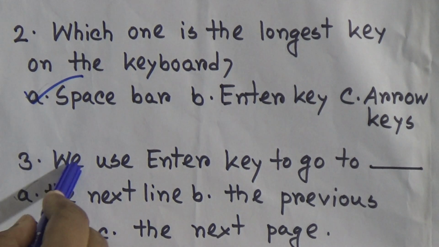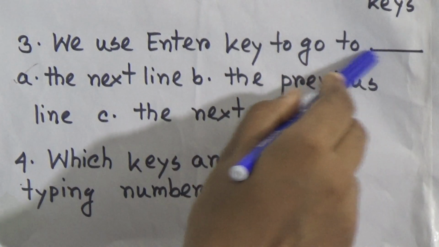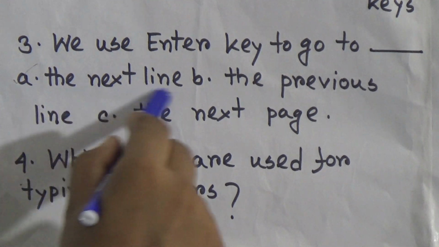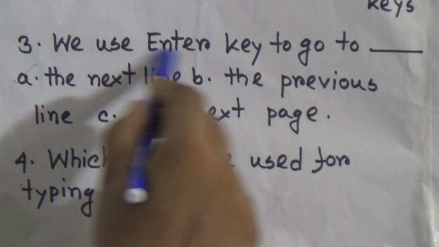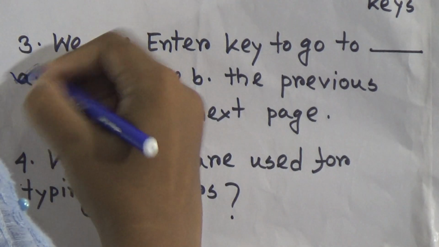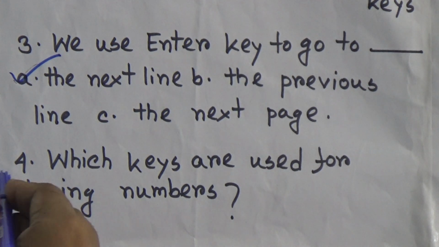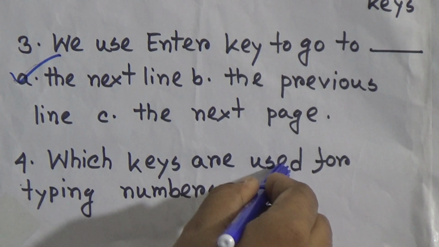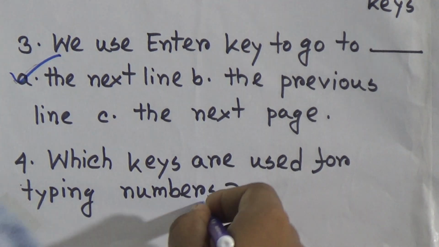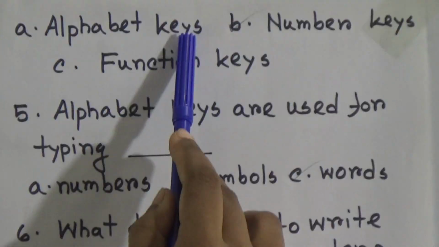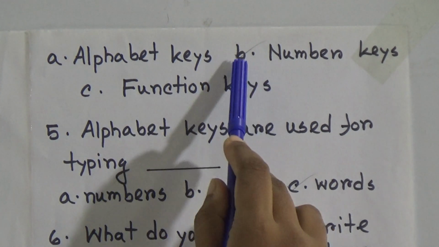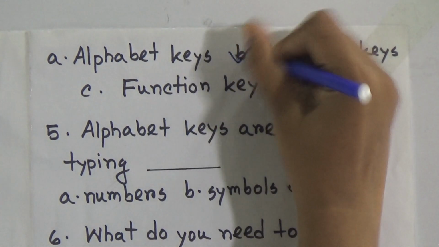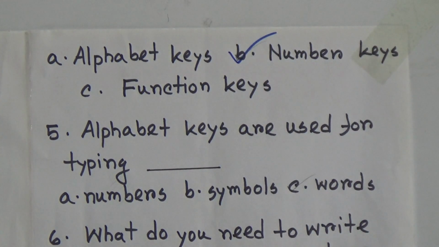Number 3, we use enter key to go to A. the next line, B. the previous line, C. the next page. We use enter key to go to the next line. Number 4, which keys are used for typing numbers? A. Alphabet keys, B. Number keys, C. Function keys. It will be number keys. Normally we use number keys for typing the numbers.